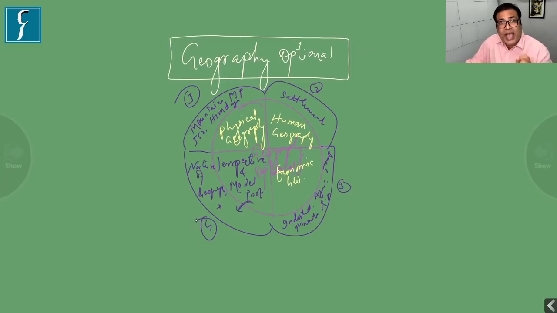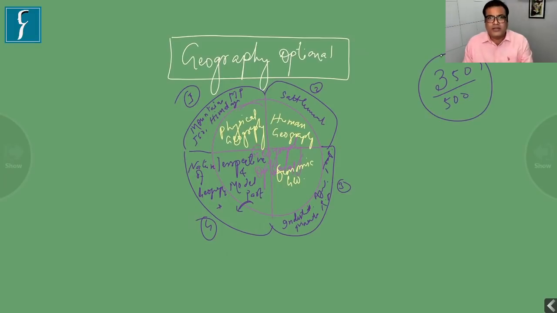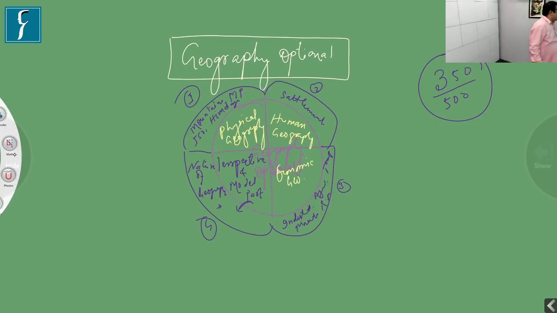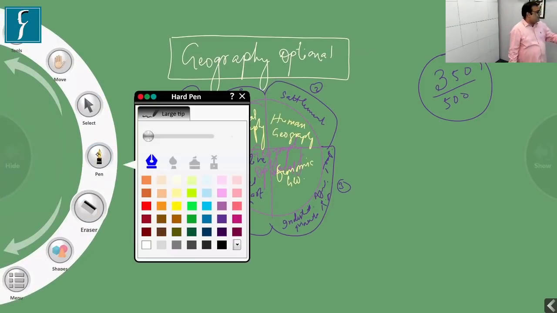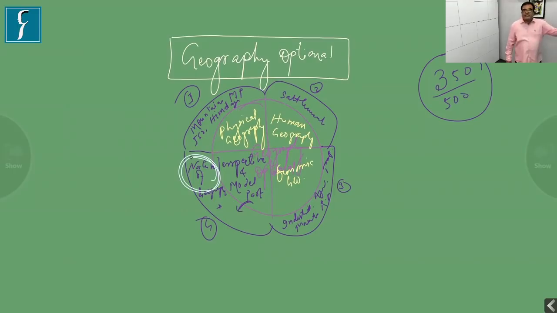But if you have to score 350 marks out of 500, the strategy should be more sound and that is easier. How come? You see, if physical geography is there, then don't you think that in perspectives in human geography, many people have talked about physical geography also? Say, for example, the idea of determinism.